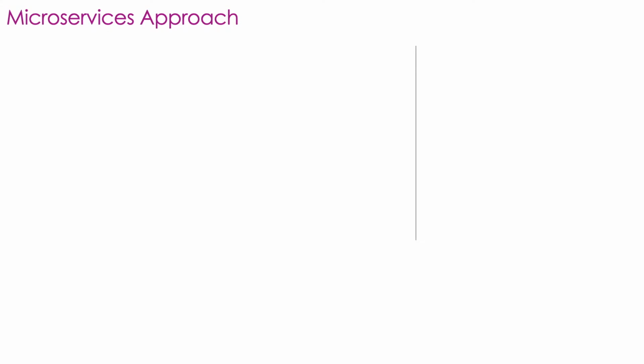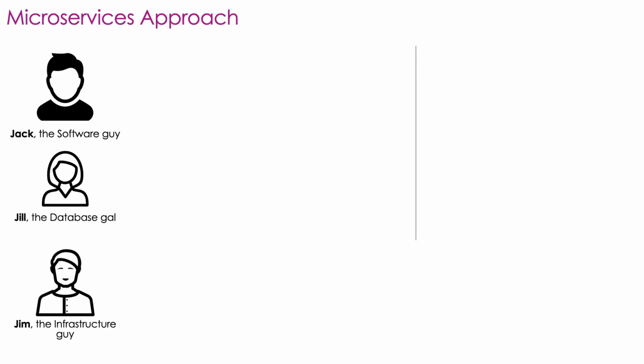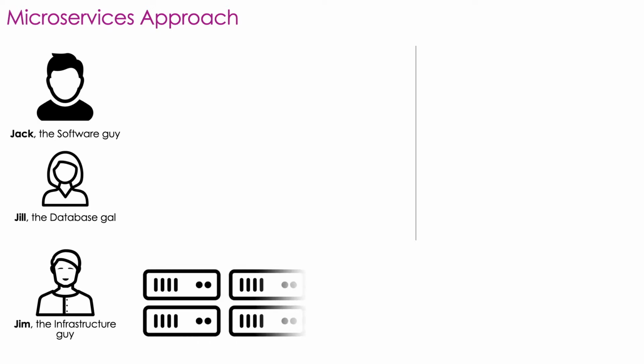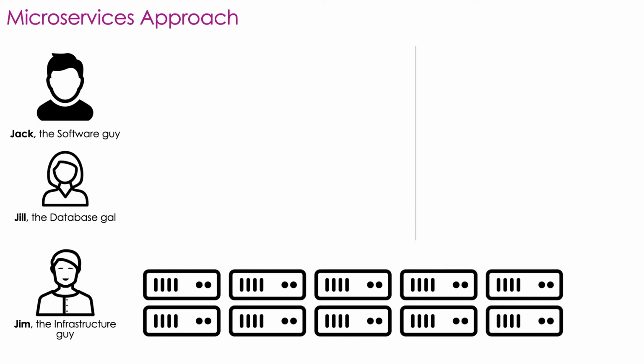So let's take a look at the microservices architecture approach that we took in our previous example. We had Jack, Jill, and Jim with three different personas, one as a software guy, a database gal, and an infrastructure guy. Jim was responsible for managing the hardware, capacity, performance, etc.